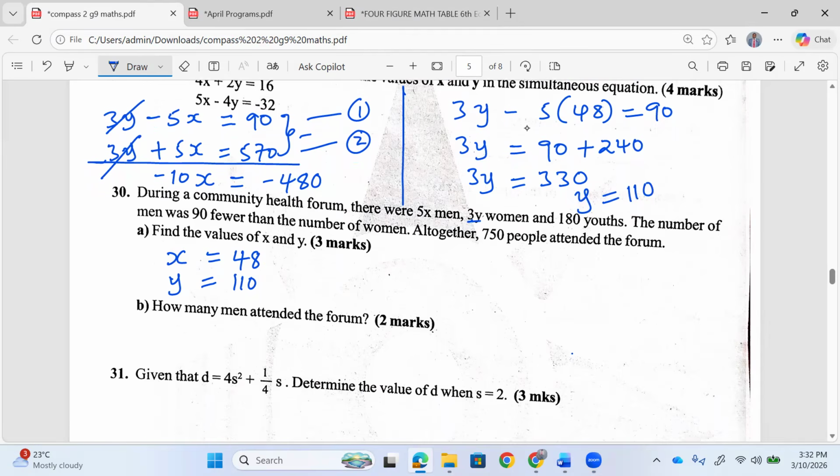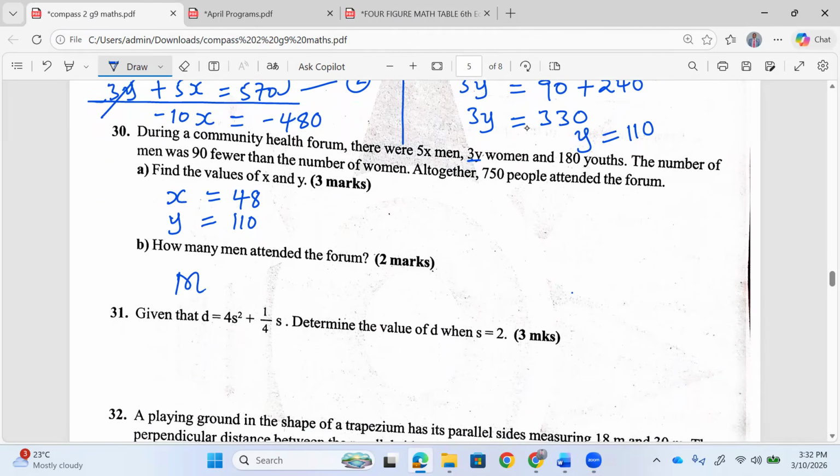Then part B, how many men attended the forum? So men were 5X. Men were 5 times X, which is 240. So we have 240 men that attended this particular community health forum. A very good question.